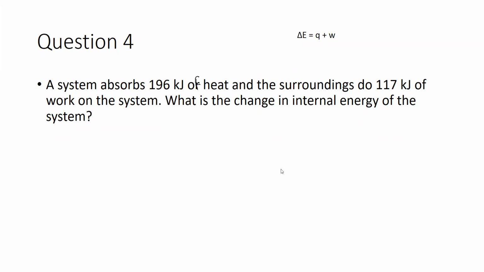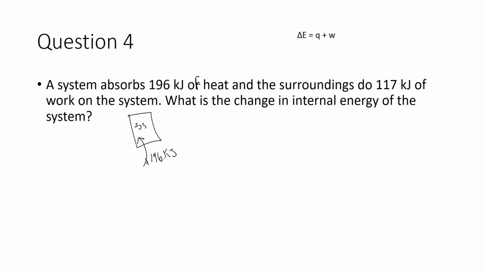So it looks like we have a majority of people done here. And most of you have got an answer, but not quite sure. So let's take a look. I have a system. Here's my system. And then everything else is my surroundings. So I absorb 196 kilojoules of heat. So if I'm absorbing it, it's going in. So that's a plus. And the surroundings do 117 kilojoules of work on the system.